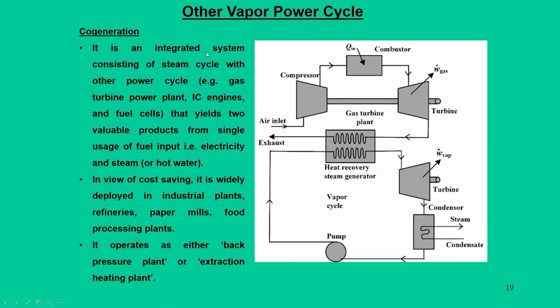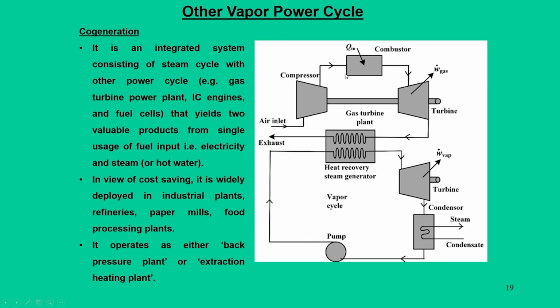The last segment of these other vapor power cycles is cogeneration. Cogeneration is a concept where two or more power systems can be integrated together to meet need based applications. In this particular figure, a gas turbine power plant is integrated with the vapor power cycle.